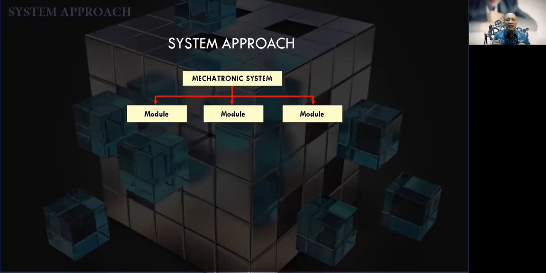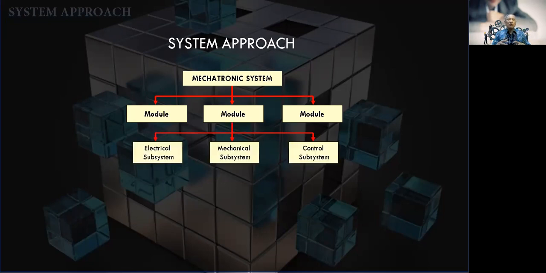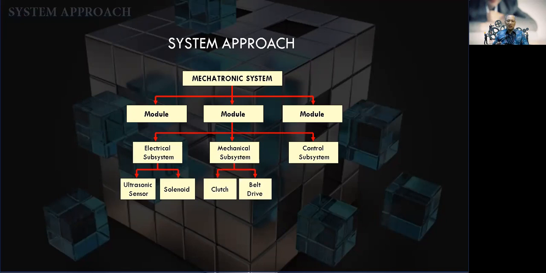What are the modules in that system? For example, in a car, what are the modules? The steering module, the ignition module, the transmission module, and all that. And then from that module, what do we have in a mechatronic system? We have an electrical subsystem, a mechanical subsystem, and a control subsystem. In the electrical, we have ultrasonic sensors and solenoid actuators. And in mechanical, we have a clutch, like in a car, and a belt drive that spins something.